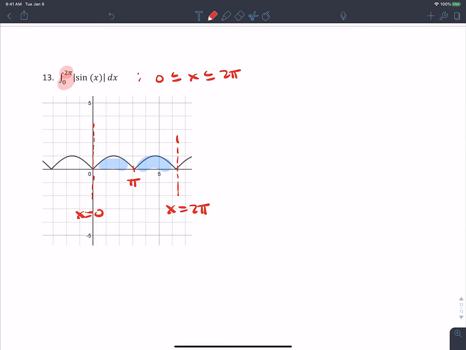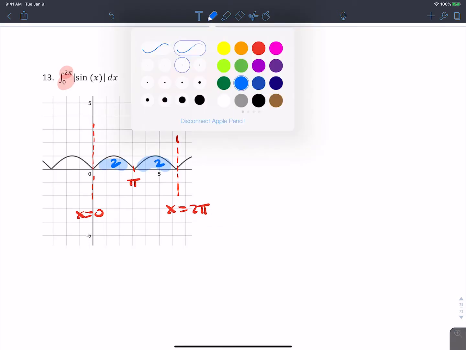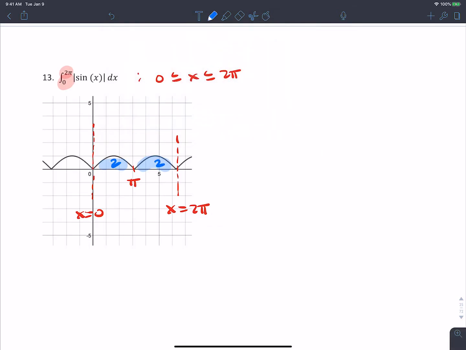Now, what did we see from prior questions? 2. 2. My answer is going to be what? 4. But you might say to me, okay, Mr. Judge, however, we have this absolute value of sine. How does that work?